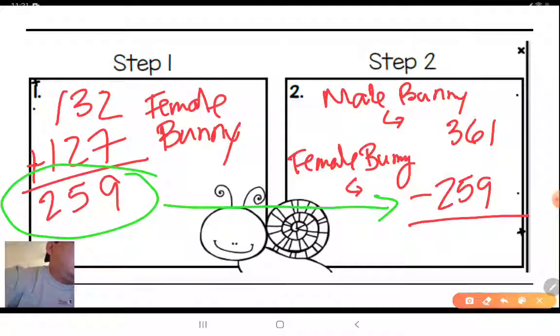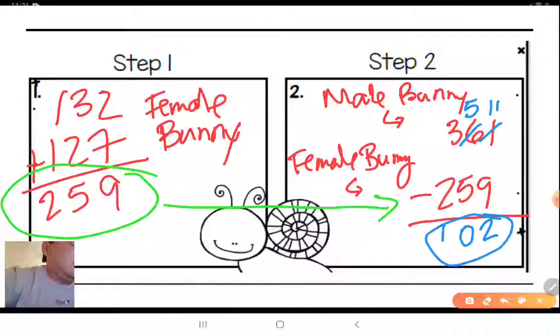Well, 1 minus 9 can't do it. Borrowing from the 6, 6 becomes a 5. The 1 becomes 11. 11 minus 9 equals 2. 5 minus 5 equals 0. And 3 minus 2 equals 1. 102 carrots is the difference. Right? 102 carrots is the difference. That's step 2.